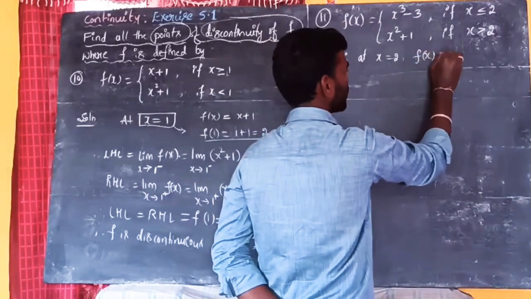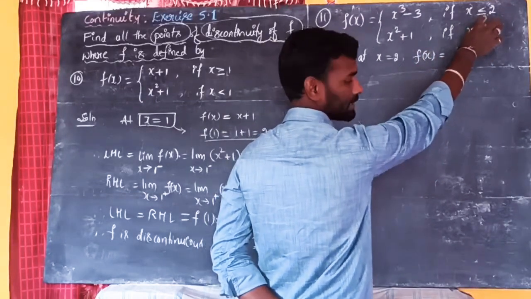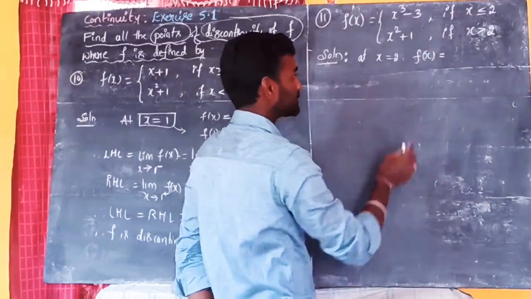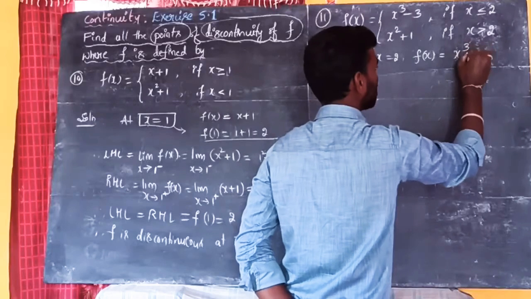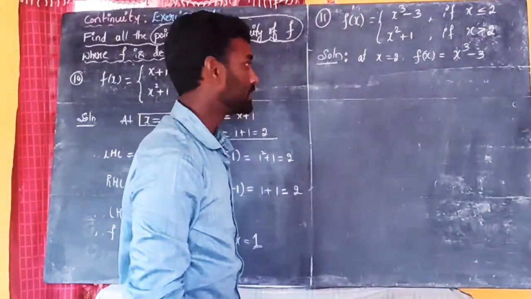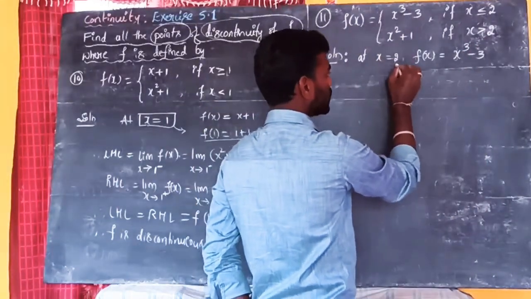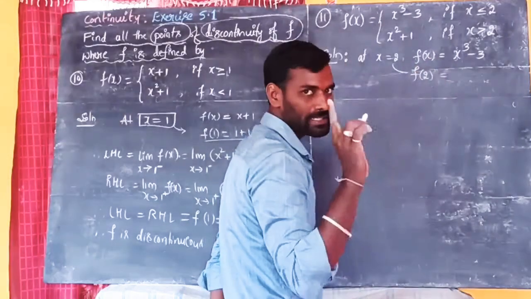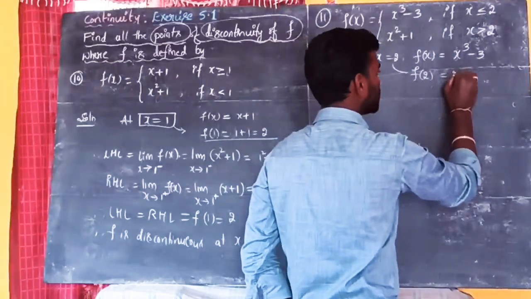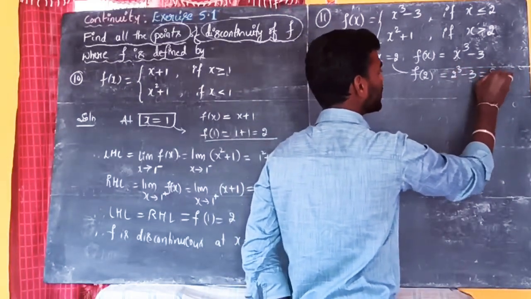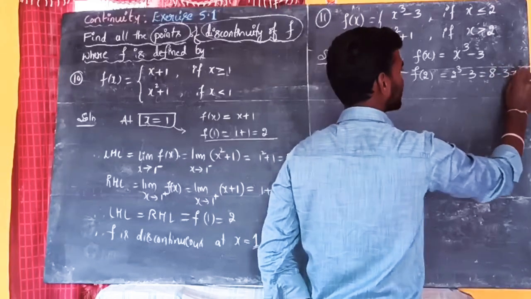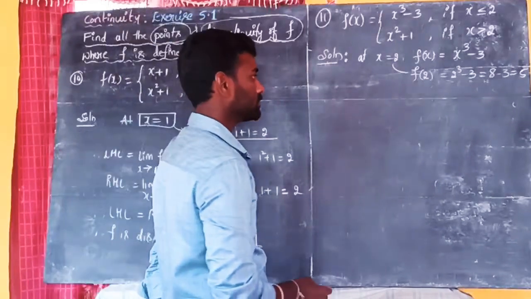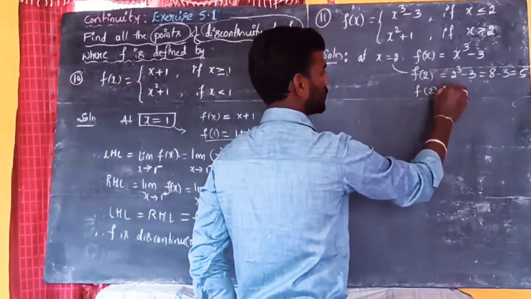At x is equal to 2, f of x is equal to what? Here the equal to symbol is there for this function, so our function is x cube minus 3. So at x is equal to 2, f of 2 is equal to, in place of x we substitute 2. 2 cube minus 3. 2 cube means 8, minus 3, that is equal to 5. That is, f of 2 is equal to 5.